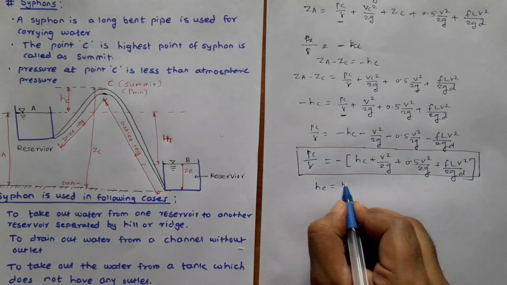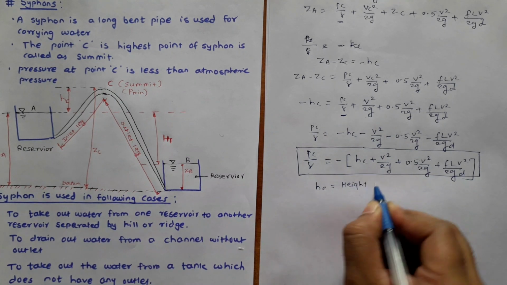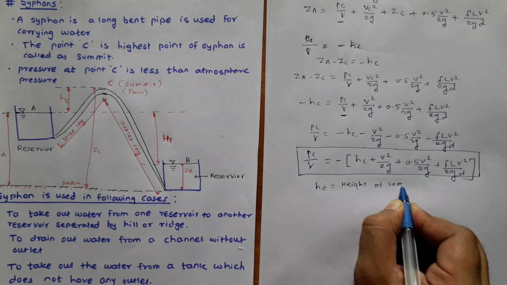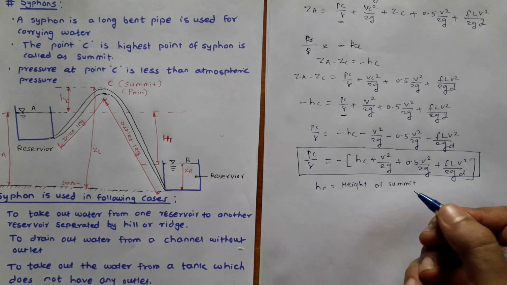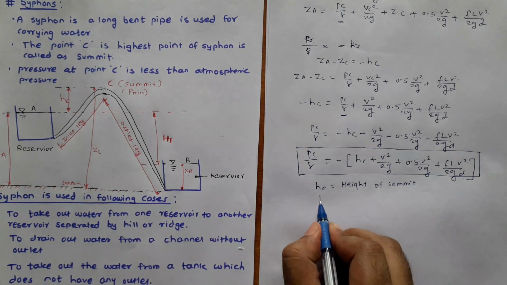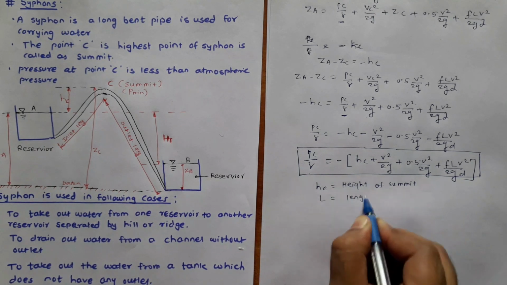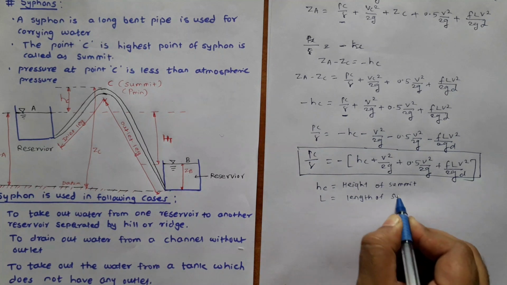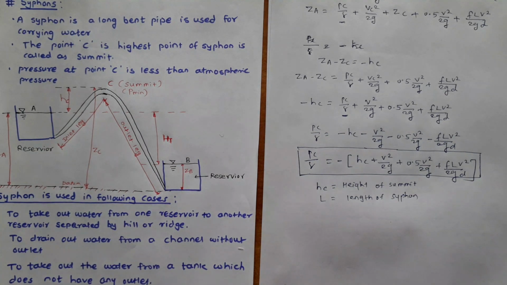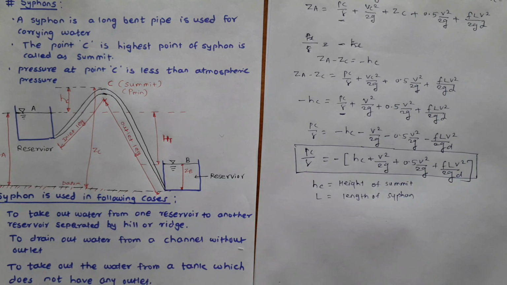Then by using this we can calculate H_C. H_C is the height of the summit point, and we can calculate the length. L is the length of the siphon. Okay, thank you.